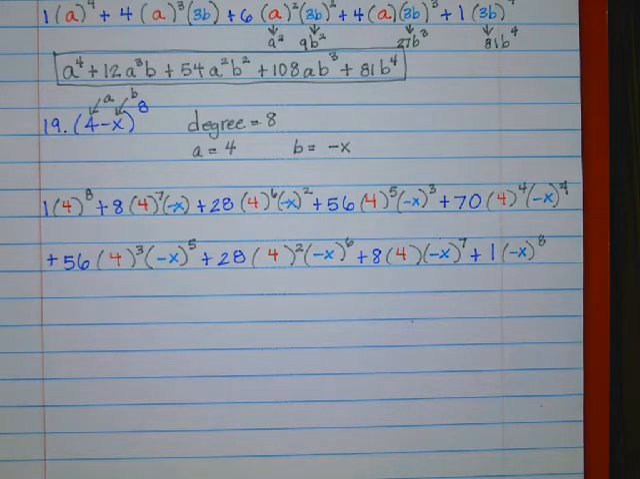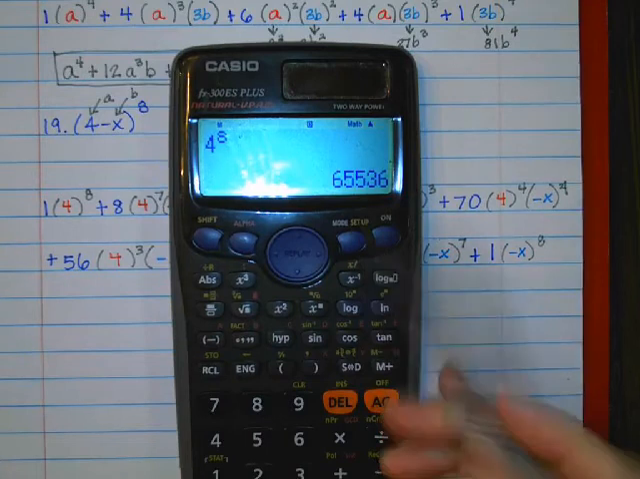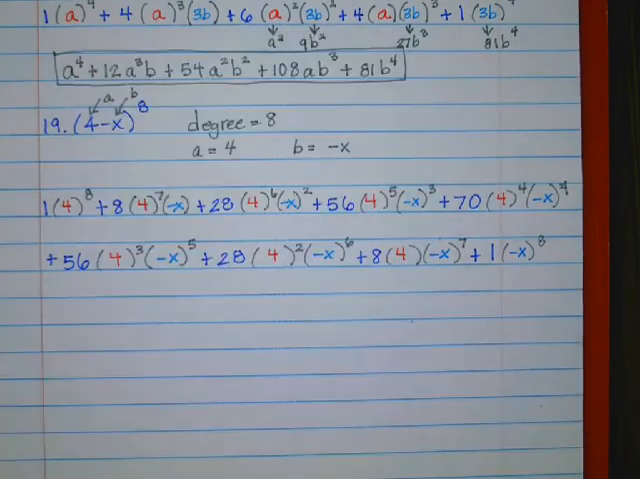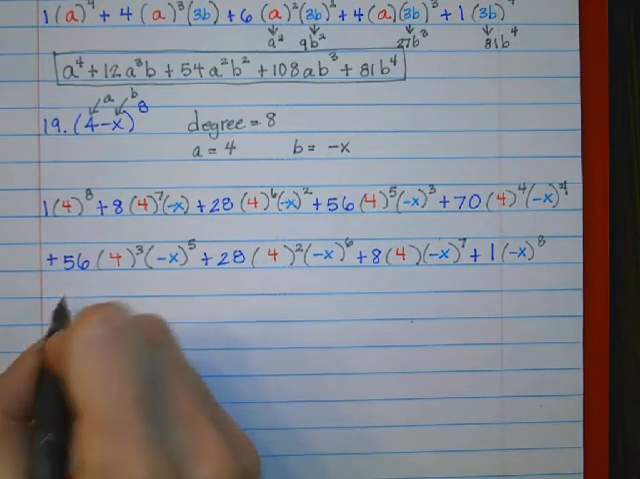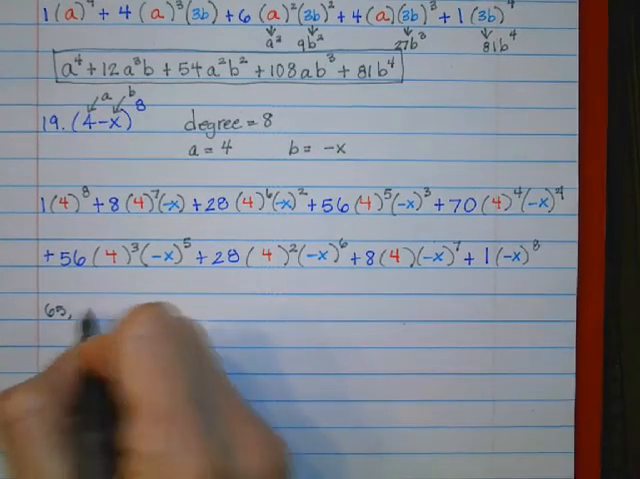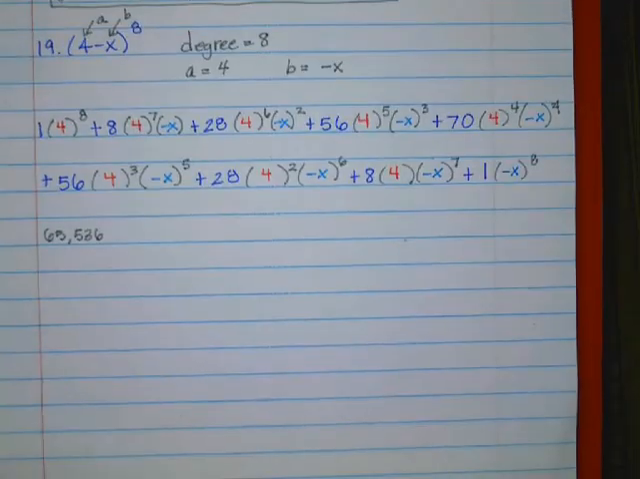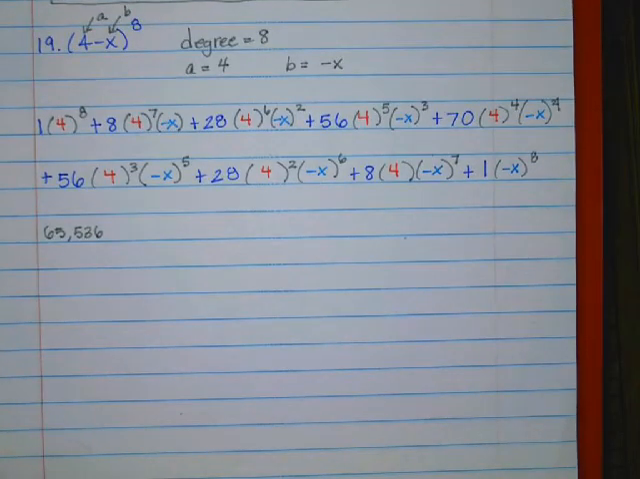So we've got to first find what is 1 times 4 to the 8th. So we're going to find that 4 to the 8th power, which is a big old number. Okay, when we put in 4 to the 8th power, we get 65,536. So I'm going to write that down. 65,536. That is my first answer.